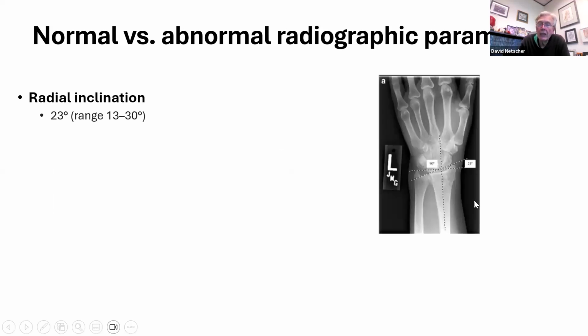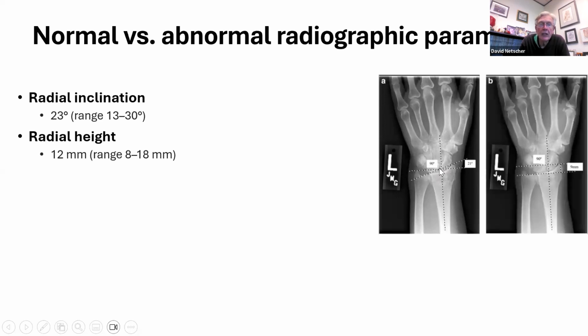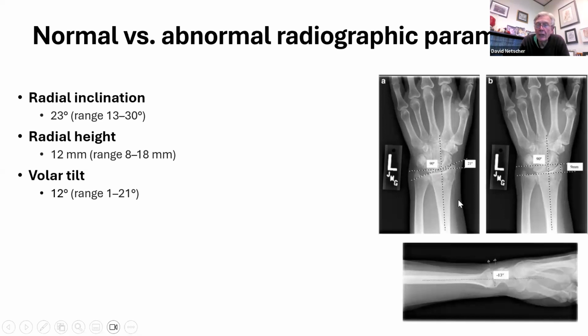The first is the radial inclination, so that's the slope of the distal end of the radius, and that has a normal average of 23 degrees, followed then by the radial height, which is the vertical distance between the radial styloid and the ulnar edge of the radius, which is 12 millimeters. In turn, followed by the volar tilt, and this is very important to assess because the tilt of the radius is usually facing forwards and not backwards, as is in this case.